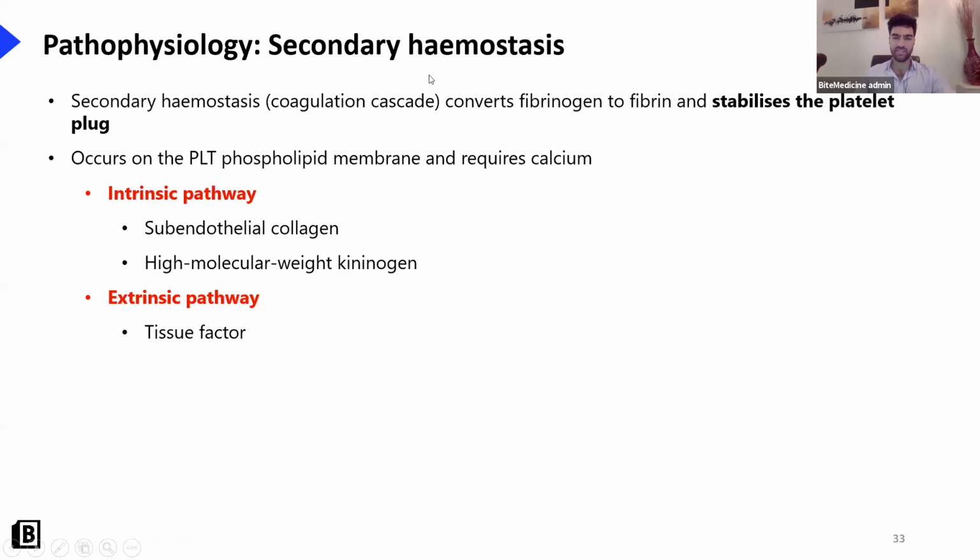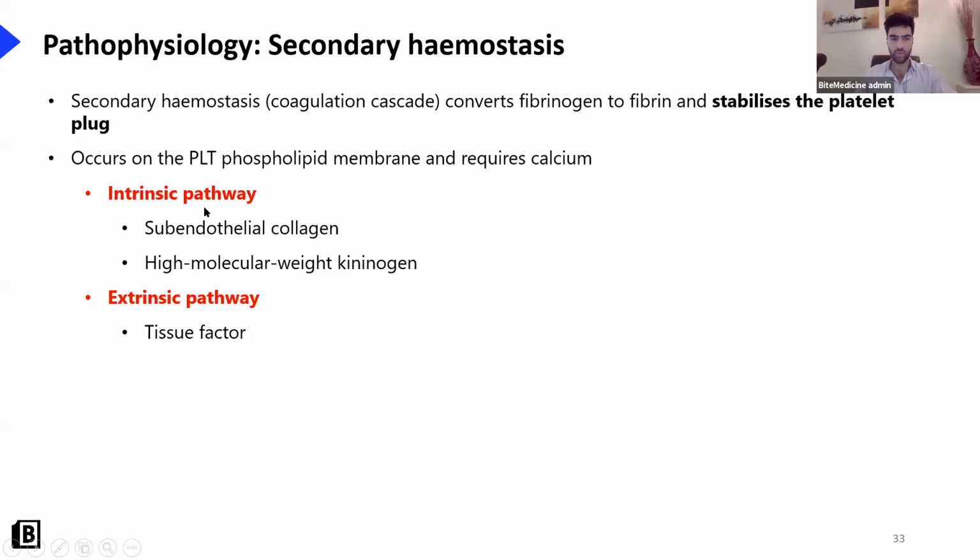Secondary hemostasis: we formed our platelet plug, okay? We formed that weak platelet plug. Now we need someone to come along and make that platelet plug strong. And that's what secondary hemostasis does. It's the coagulation cascade, and it converts fibrinogen to fibrin and stabilizes that weak platelet plug. So the coagulation cascade comes along, helps out its buddy, and stabilizes the platelet plug. It occurs on the platelet phospholipid membrane, and it requires calcium.